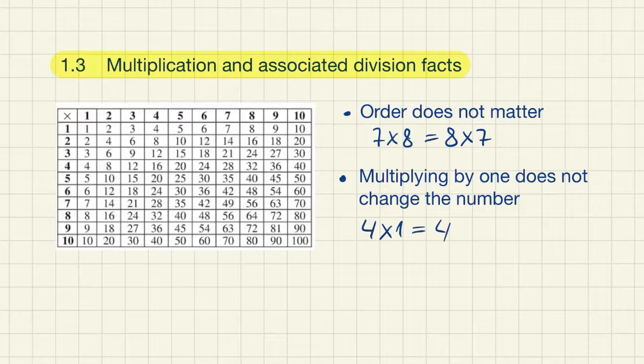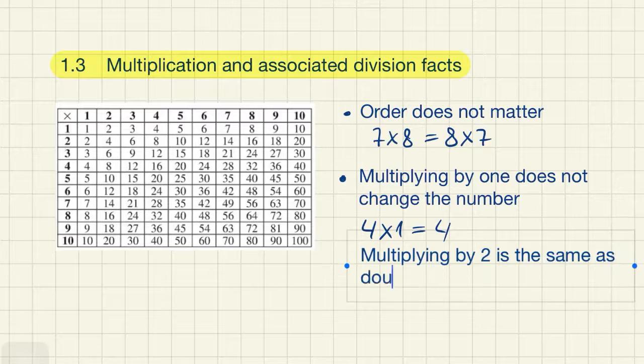And what else? If we multiply by 2, it's the same as doubling. Another fact, which makes it really easy if you think about it. We don't even have to think about this anymore. And one more thing for today is if you multiply by 10, you just have to add this 0 to the number.